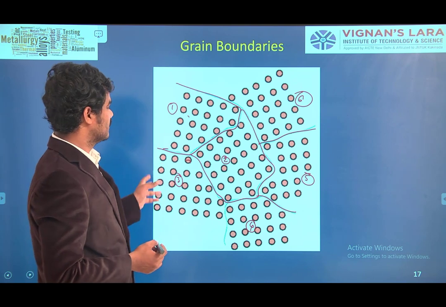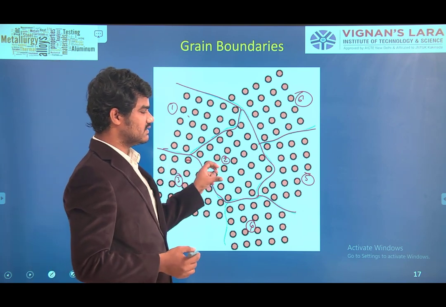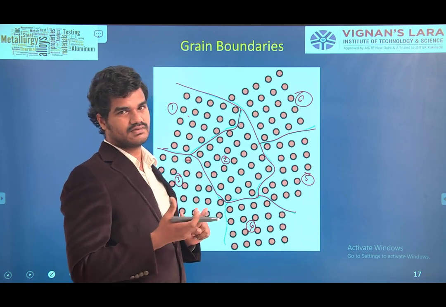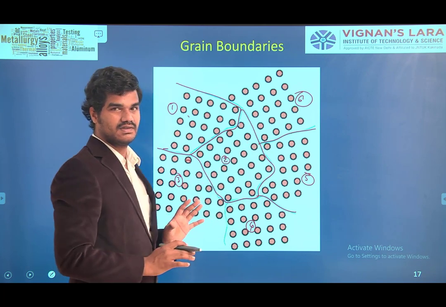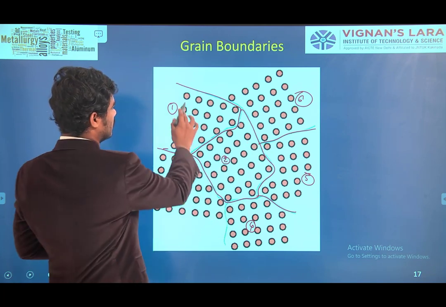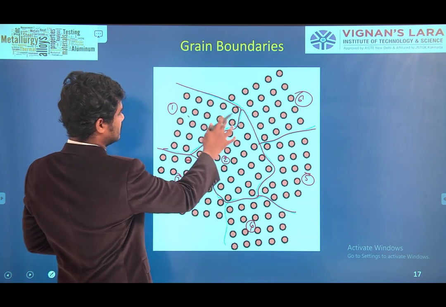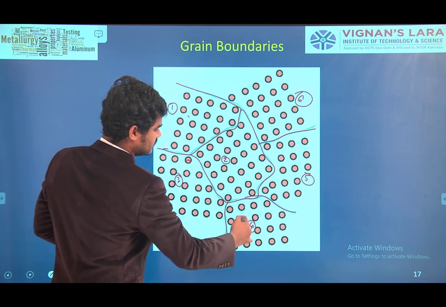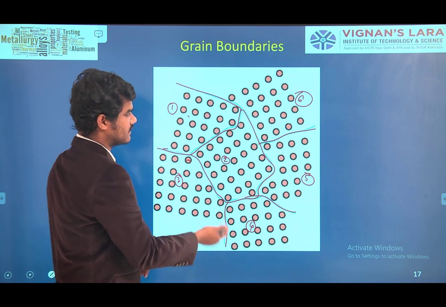Okay, so defects are formed due to grain size. When the grain size changes, the grain boundaries also change. In this diagram you can see grain boundaries. This is one grain boundary, of this shape. This is another grain boundary, of this shape, and this is another grain boundary, of another different shape.